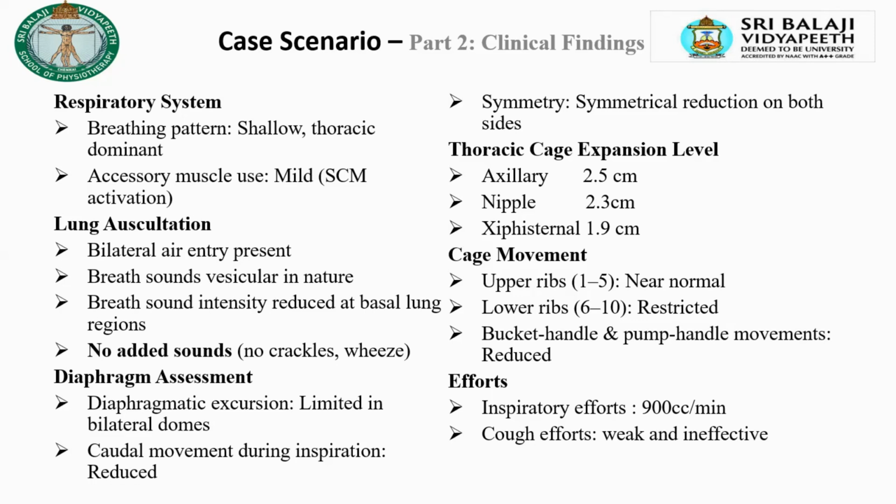Thoracic cage expansion using a tape: axillary level 2.5 centimeter, nipple level 2.3 centimeter, xiphisternal level 1.9 centimeter. Rib cage movement assessment: upper first 5 ribs near normal, lower 6 to 10 ribs restricted, and pump handle and bucket handle movements are reduced. Inspiratory effort of 900 cc per minute using an incentive spirometer. Cough effort is weak and ineffective.